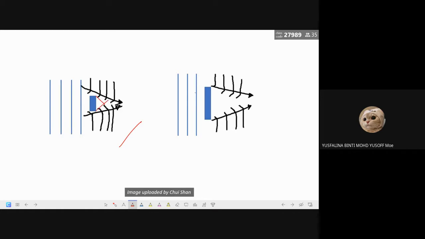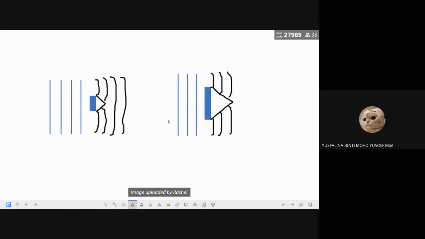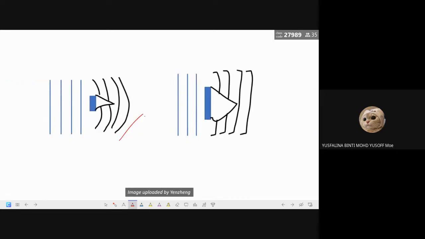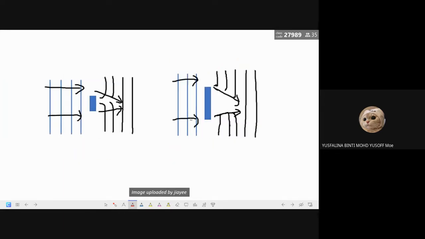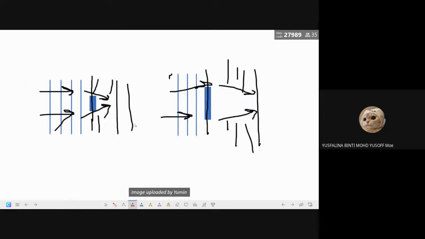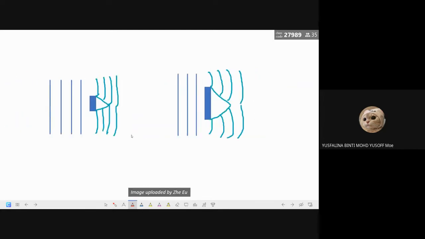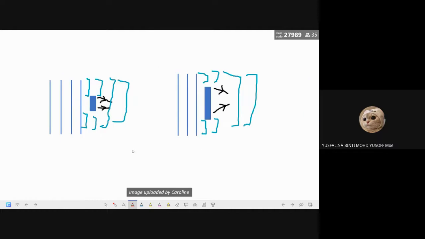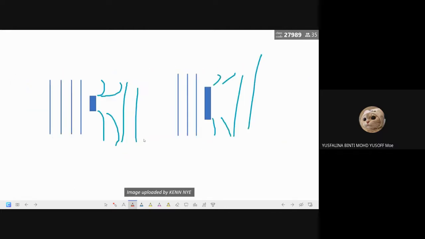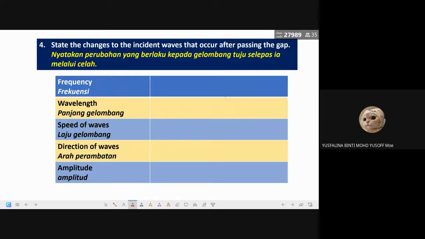For this one, make sure you draw the line first, so you know when you need to draw the full wavelength there, right? This one is like this.